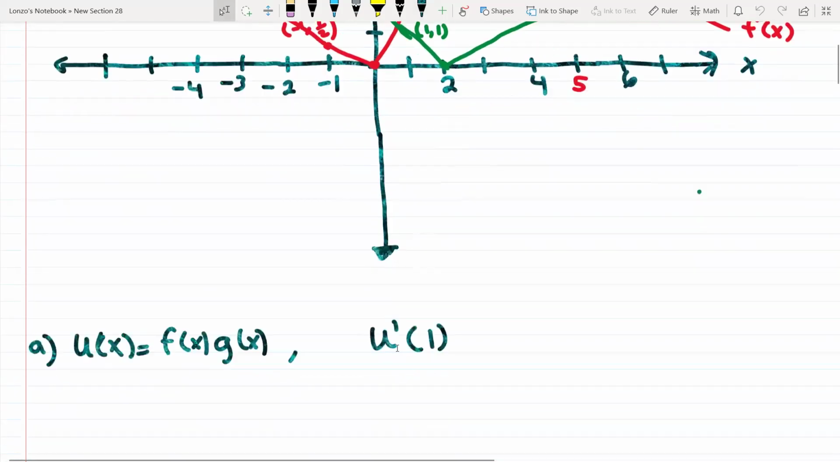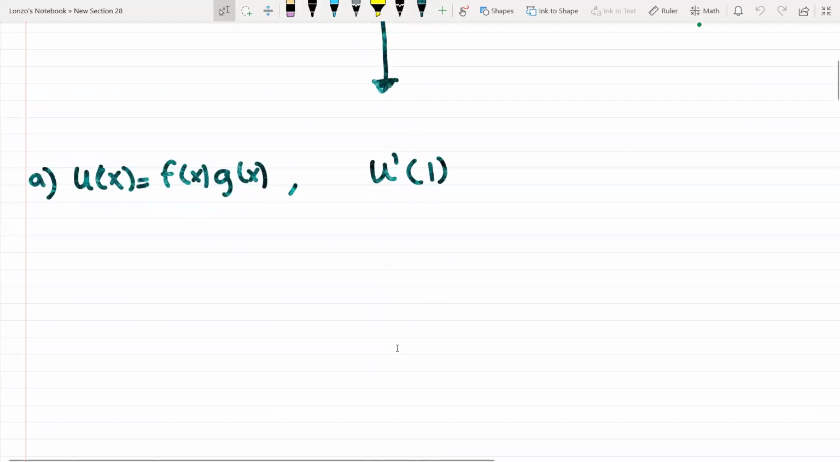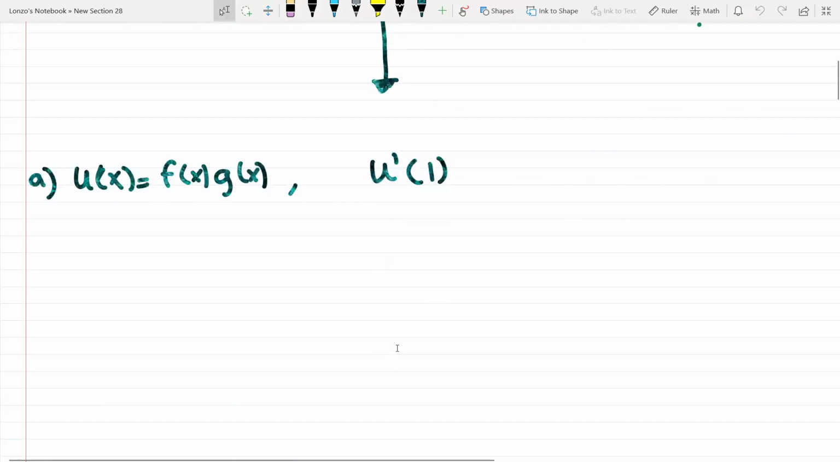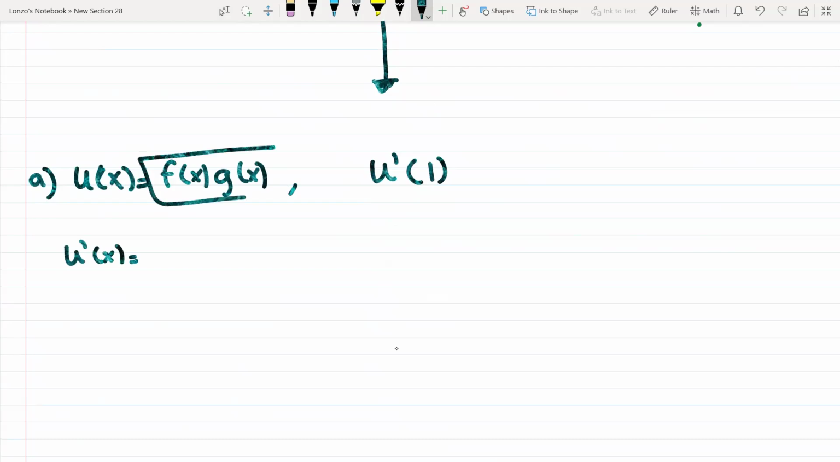Okay, so how are we going to do this? We're going to have to first find u prime of x. So let's find that. How do we find the derivative of two products? You use the product rule, right? So the product rule is f prime g plus g prime f.